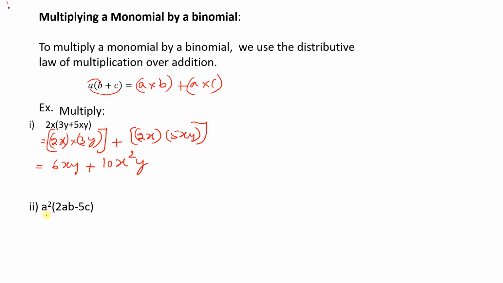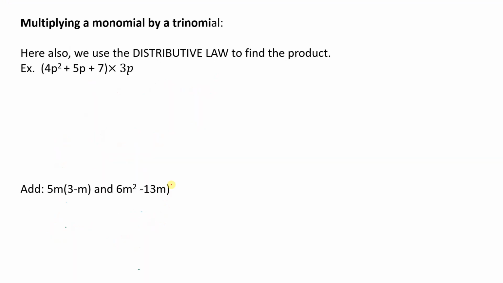Next, monomial is a square, binomial is 2ab minus 5c. So it is a square into 2ab minus a square into 5c. Nothing is there means it is 1. So 1 into 2 is 2. a into a square is a cube. b. Minus it is 5a square c. I think you are able to follow.